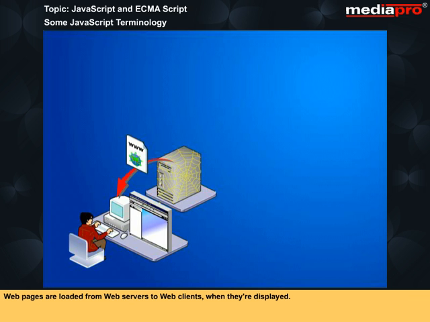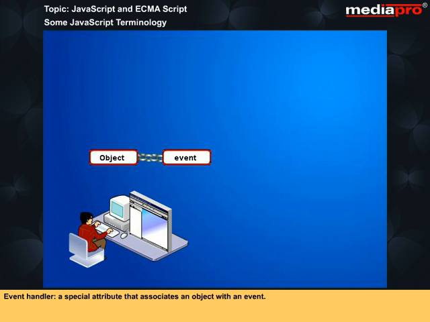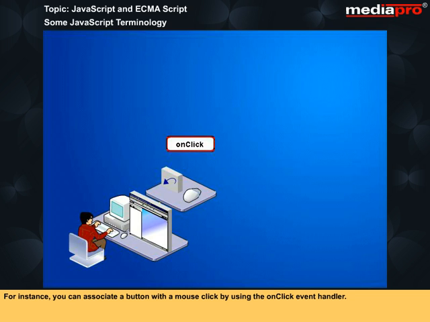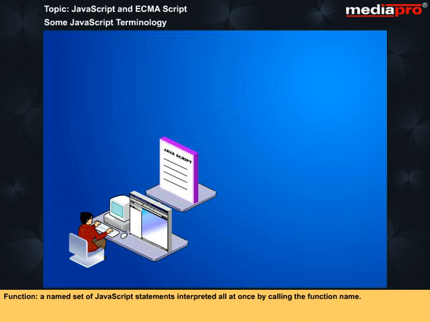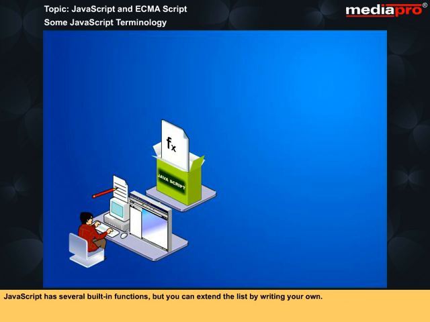Web pages are loaded from web servers to web clients when they're displayed. Event handler, a special attribute that associates an object with an event. For instance, you can associate a button with a mouse click by using the onClick event handler. Function, a named set of JavaScript statements interpreted all at once by calling the function name. JavaScript has several built-in functions, but you can extend the list by writing your own.